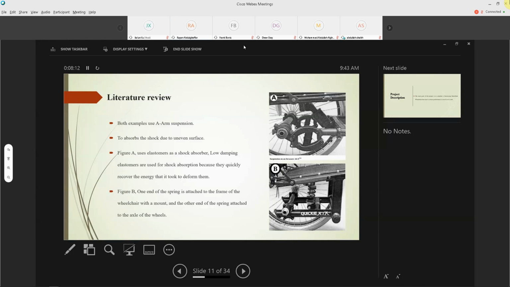In these two designs, they used A-arm suspension, known as a hinged suspension linked between upper and lower arms. Both examples work to absorb the shock from an uneven surface. As you see in figure A, the spring is attached between the frame and the axle bar. They used an elastomer as a shock absorber because it quickly recovers the energy used to deform it. In figure B, the design has a shock absorber mounted between the frame and the axle of the rear wheel to reduce and absorb the shock transmitted from an uneven surface.